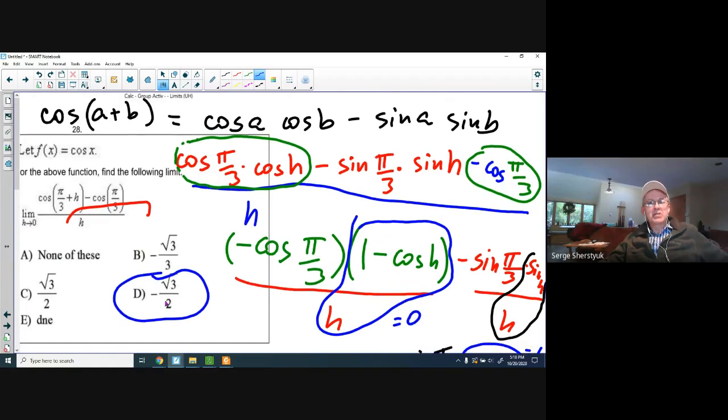This would be on a part of the test with no calculator, because otherwise you just put this in a calculator. Very, very close values of h, close to 0. You put those values in, and see which one comes closest to one of the answers here.